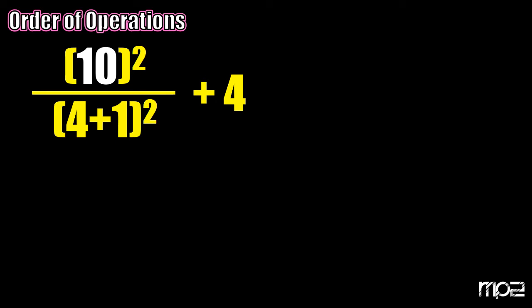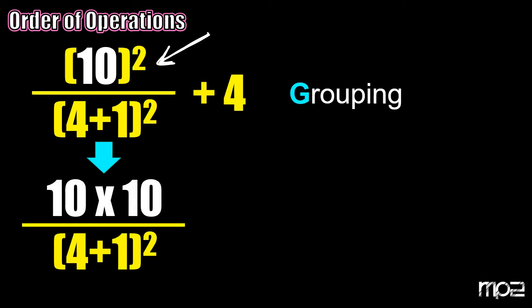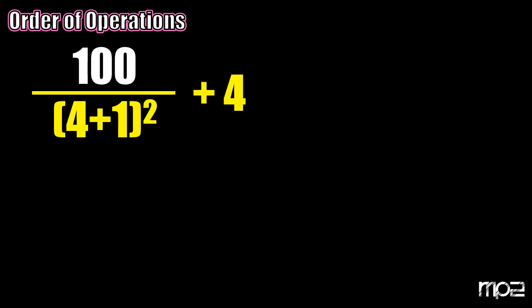Now that we have this, we're still going to take care of the grouping symbols. In this case, I'm just going to keep focusing on the numerator here. So the numerator is 10 squared. I can write that out in expanded form, 10 times 10, and that's going to give me 100. So I'm going to write 100 in the numerator, and we are done with the numerator for right now.